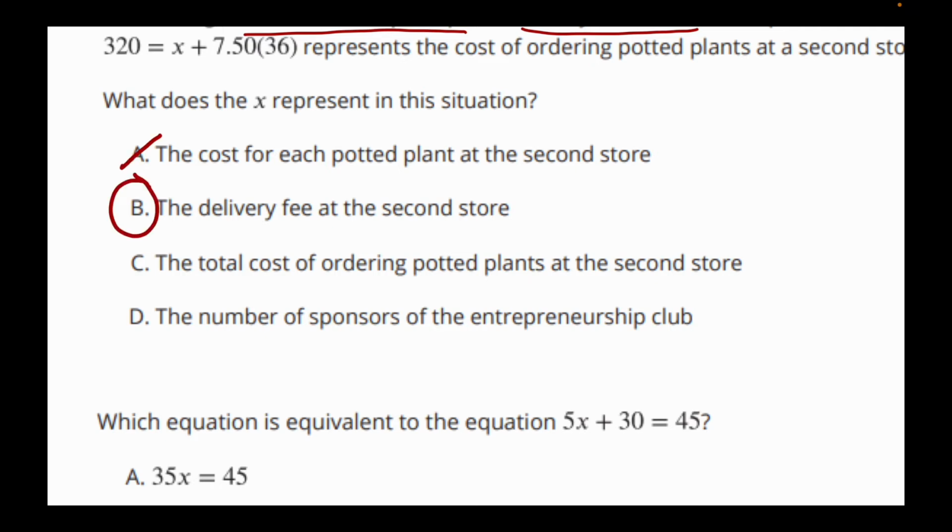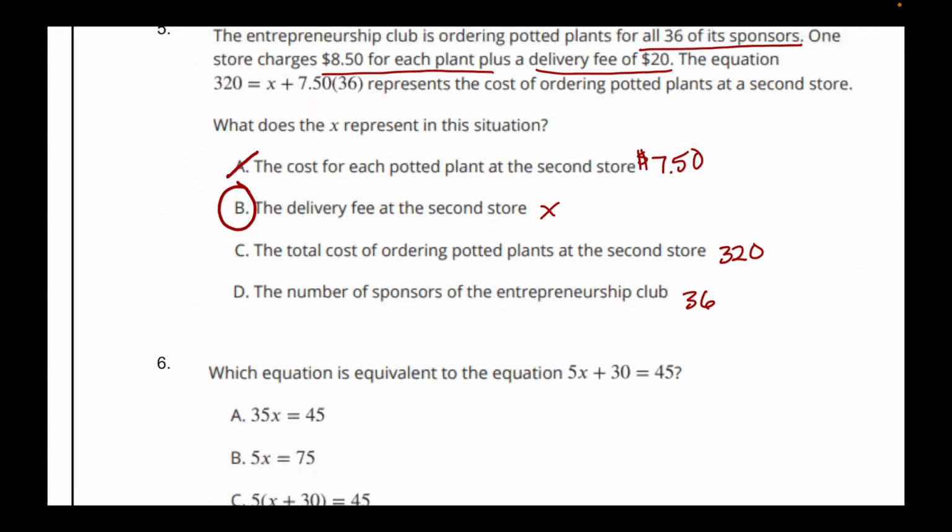The cost for each potted plant at the second store, I'm going to just put a rationale here. That should be the 750. The total cost would be the 320, and then the number of sponsors would be the 36. So all those other numbers had things that they represented. The delivery fee at the second store would be the X.